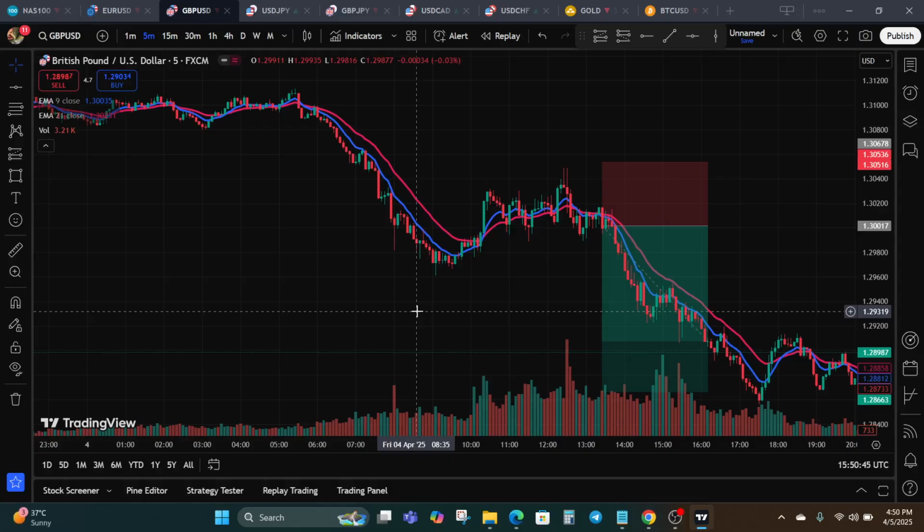So basically that is the best 5-minute EMA strategy in a nutshell. By using the 9-period and 21-period EMAs along with the tips we've covered today, you'll have a simple yet effective strategy for trading the 5-minute time frame.